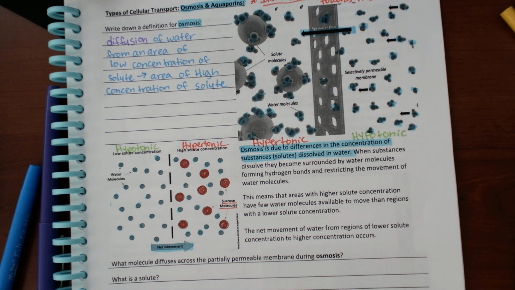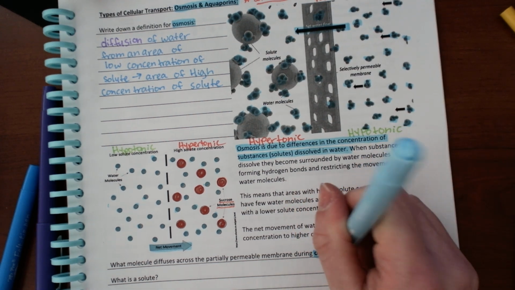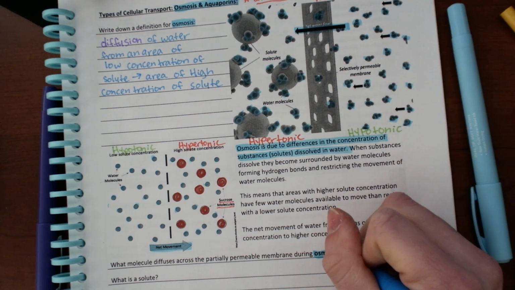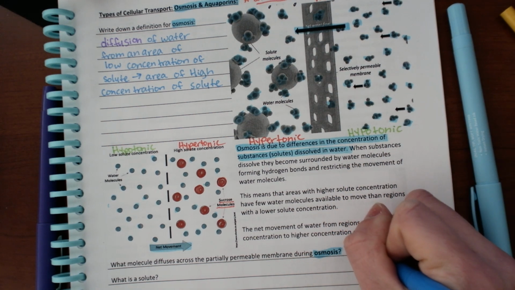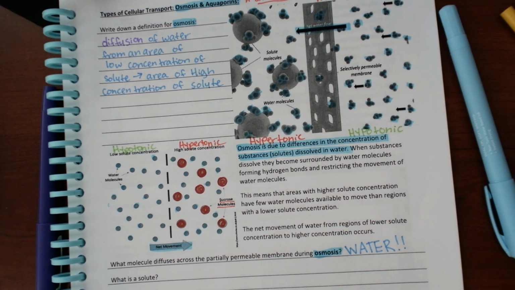And so what molecule diffuses across the partially permeable membrane during osmosis? That's water. Write it in giant all caps letters, because one thing IB really likes to do, I've been looking through the question bank because I've been putting together a little quiz, is throw you trick questions wherein it's not necessarily that you need to know what's happening on the graph. It's that you need to know what osmosis is.